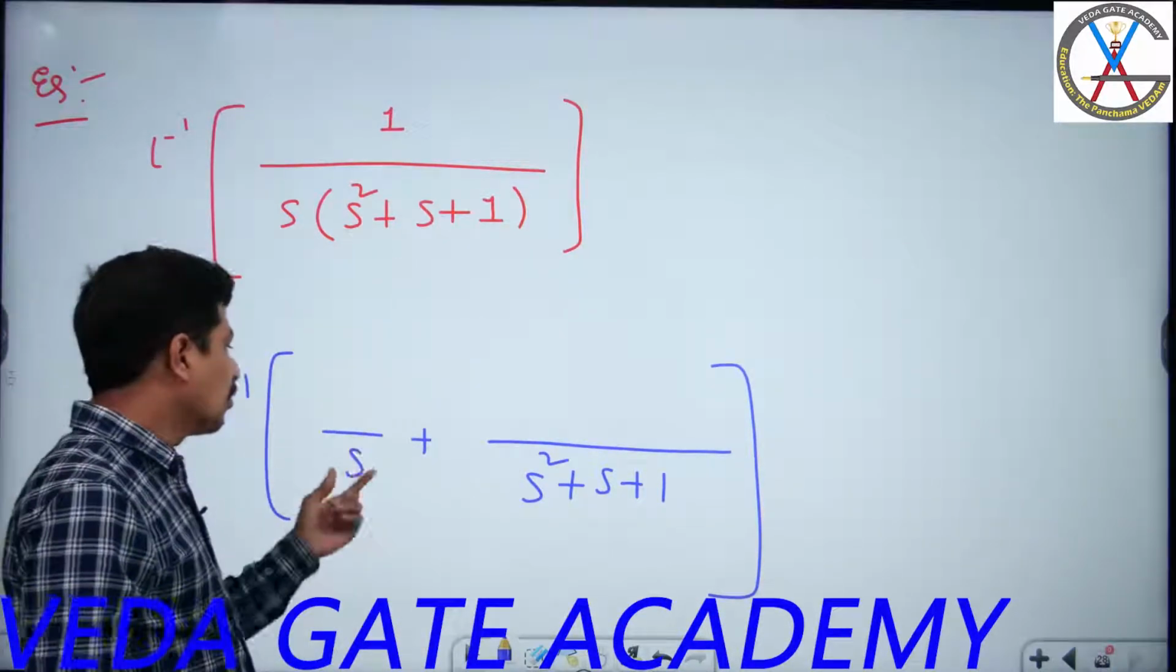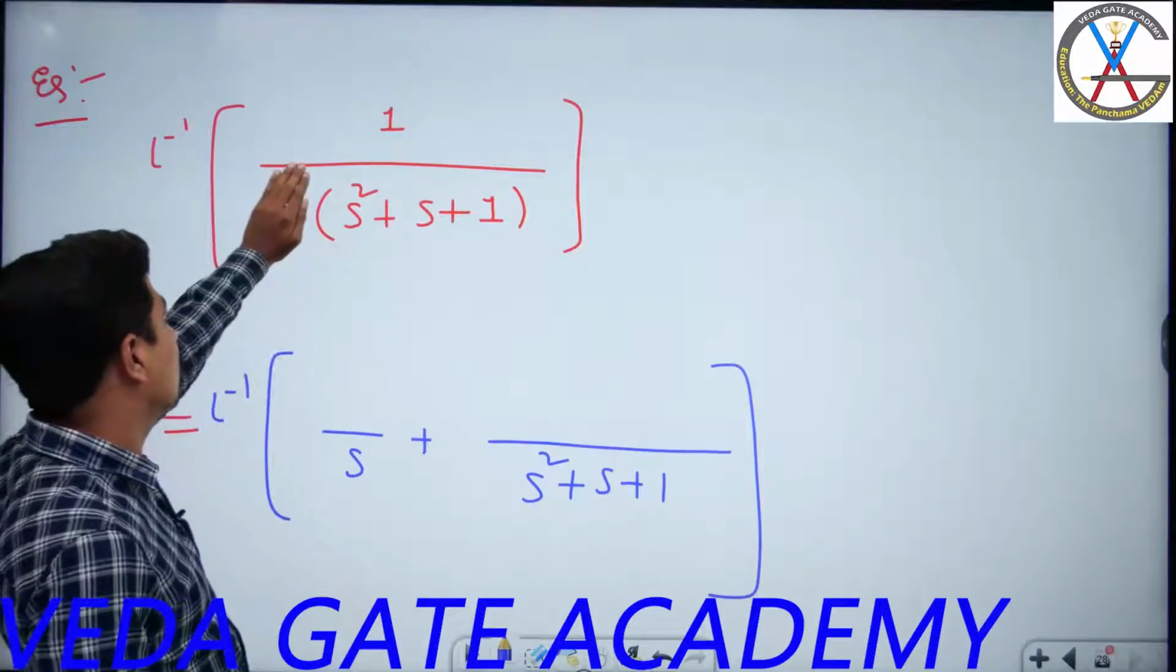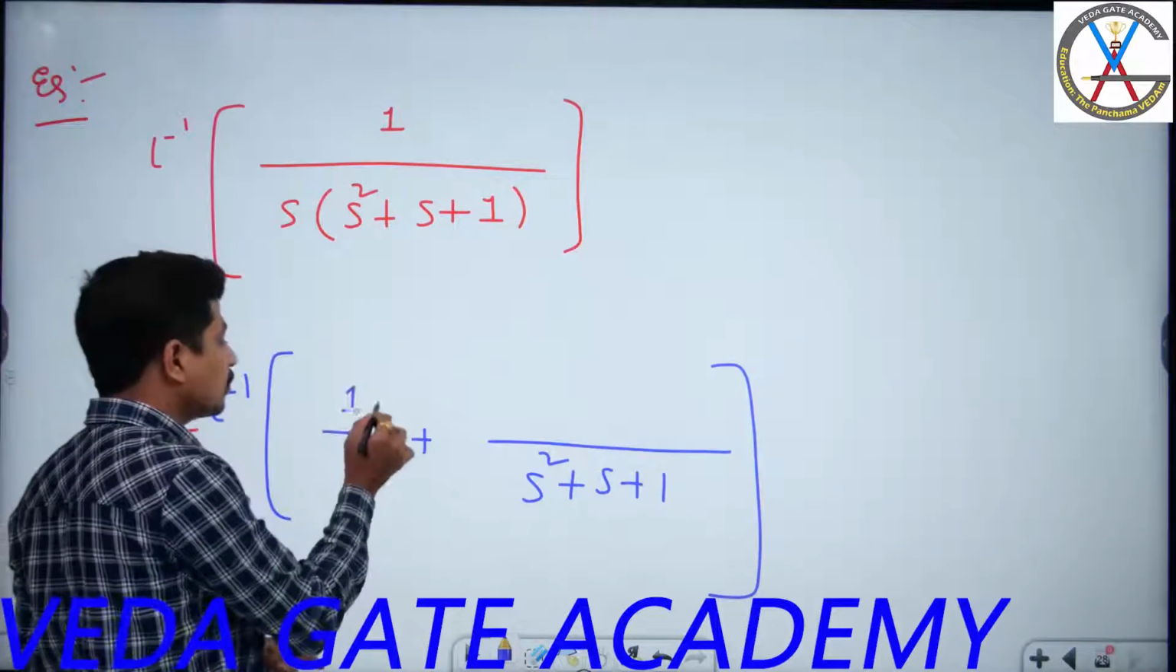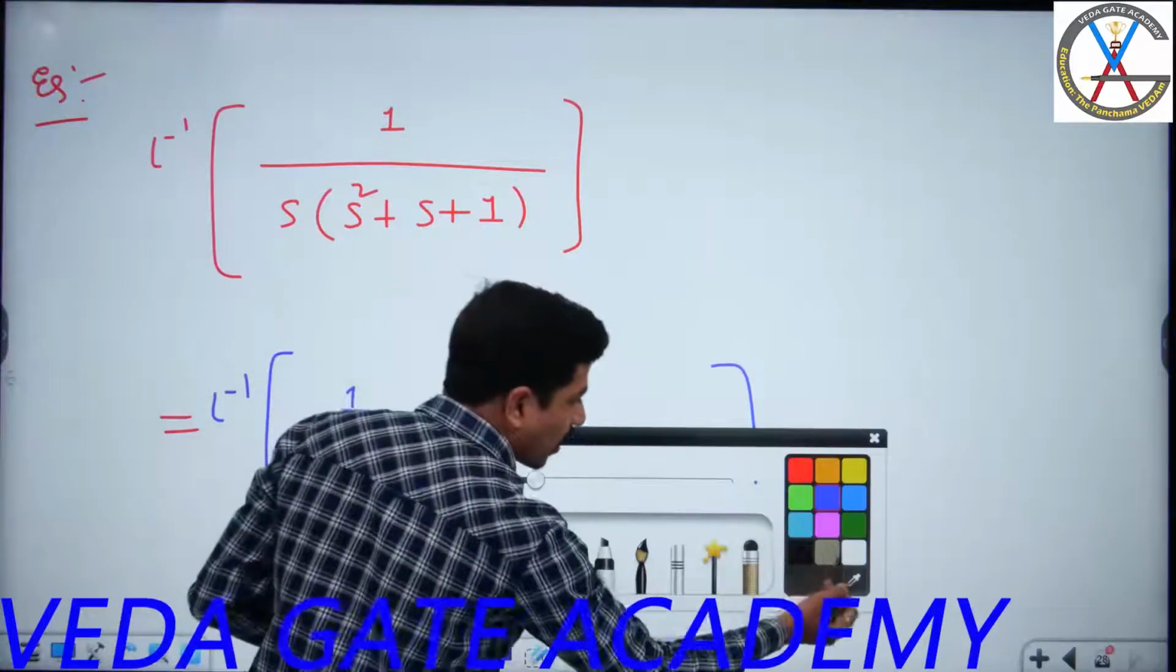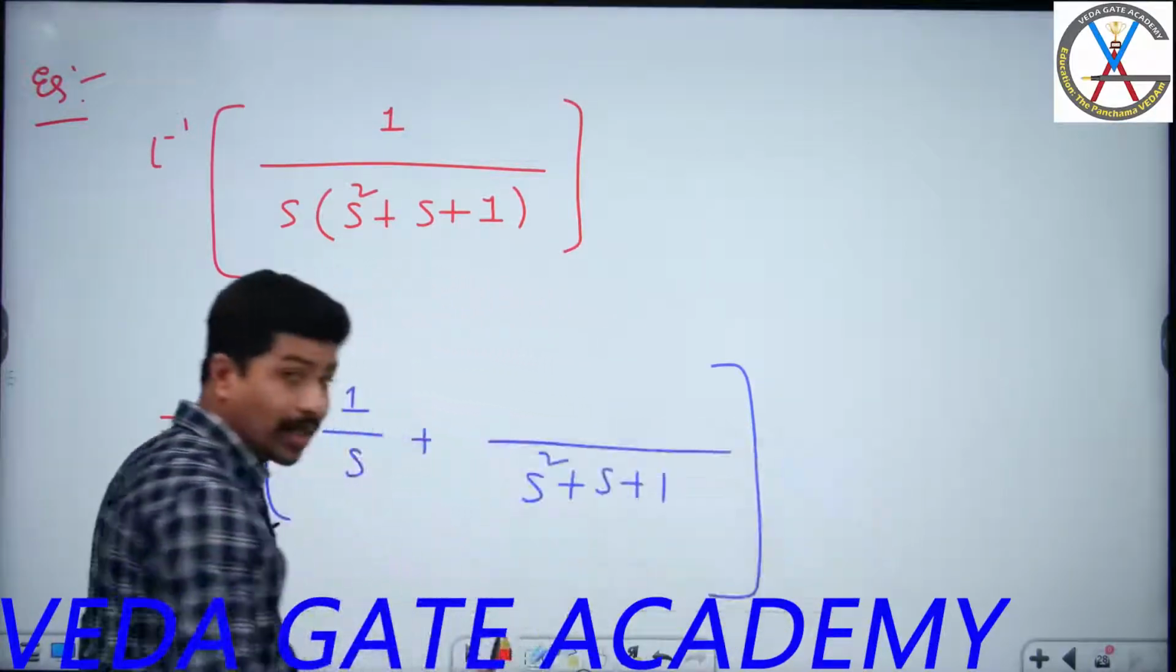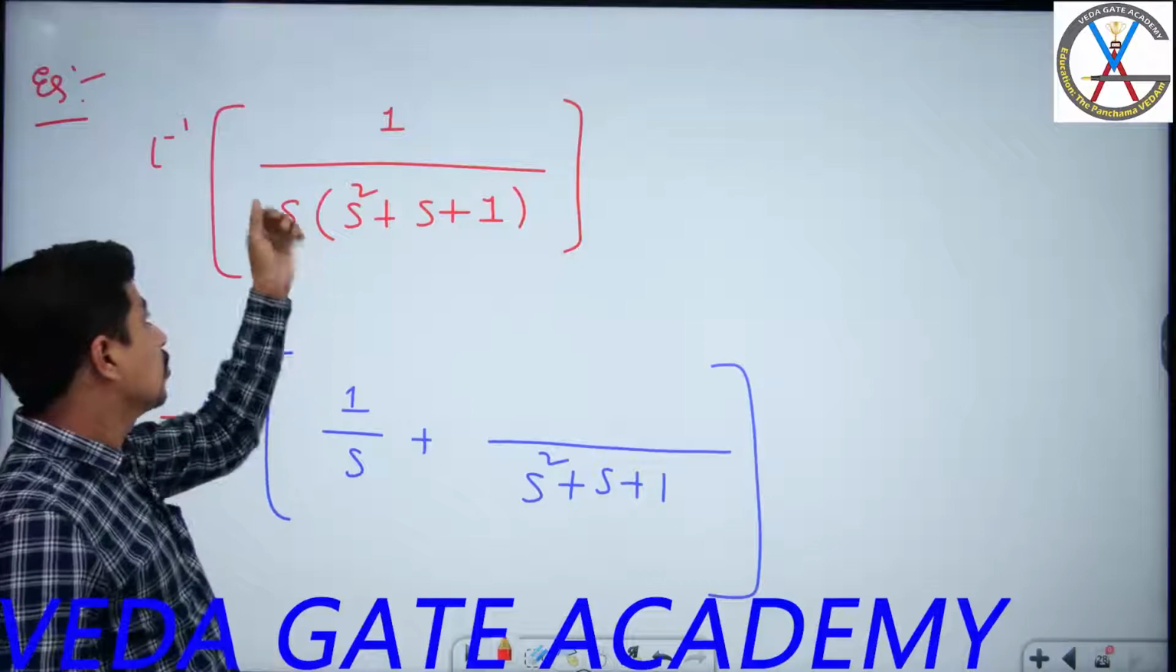How to get this one? Put s equal to 0, boss. Put s equal to 0, closing this one. How much did I get? 1. From here onwards, partial fractions I'll do just like that. You must habituate yourself to that. Put s equal to 0.